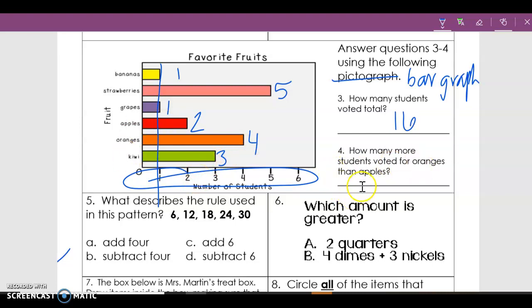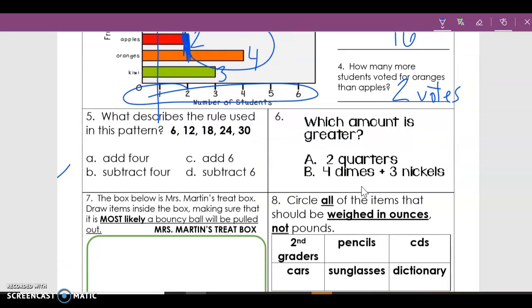How many more students voted for oranges than apples? Well, in this case, we want to compare the oranges and the apples. So when you look at this, you want to figure out how many more. Well, they both had 2 because they match up right here. So the difference between 4 and 2 is going to be 2 votes. So 2 students or 2 votes, however you want to label that one.